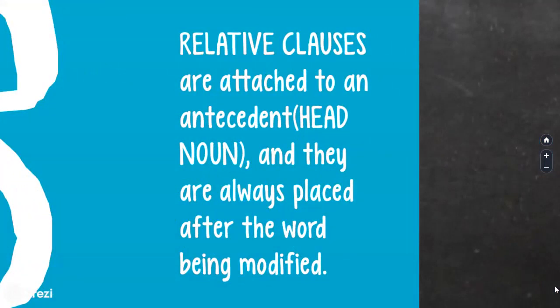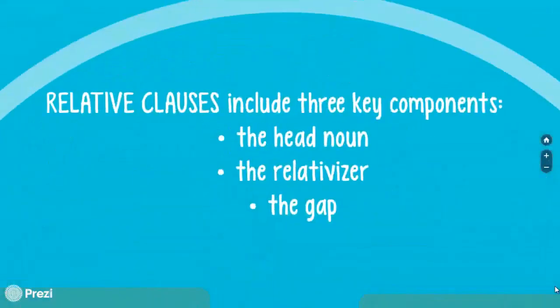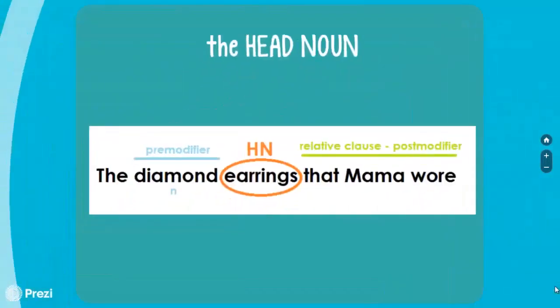All relative clauses include three key components. Those are the head noun, the relativizer, and the gap. We're going to see them in detail right now. As we mentioned in the previous video, the head noun is the noun which has modification. Please note that in this example, our head noun earrings has been pre-modified by a noun and post-modified by a relative clause.